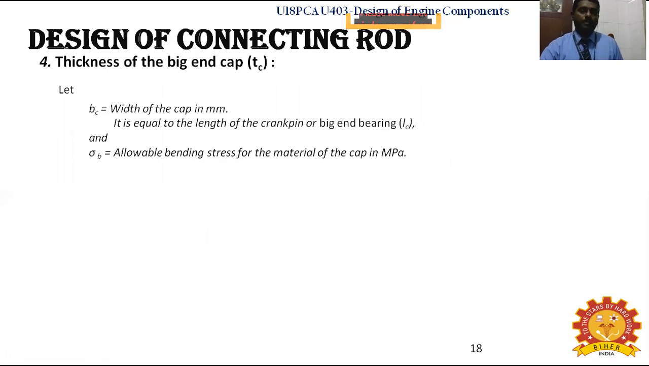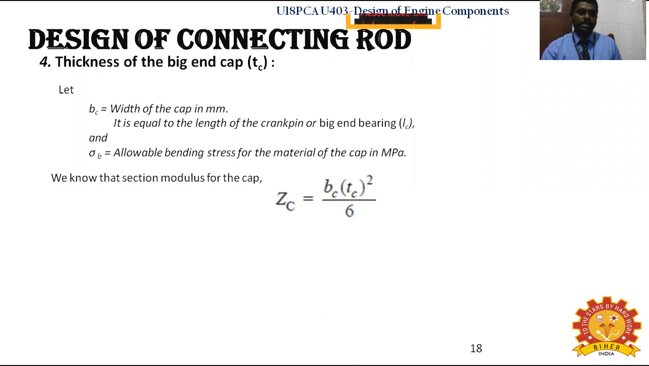So now let us see, b suffix c is the width of the cap in mm, it is equal to the length of the crank pin or big end bearing, and sigma b is allowable bending stress for the material of the cap in megapascal. We know that section modulus for the cap, that is Z suffix C in the connecting rod, that is cap, okay. So it will be b c into t c square by 6.